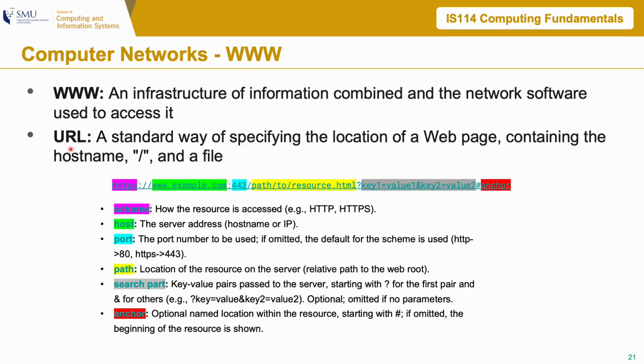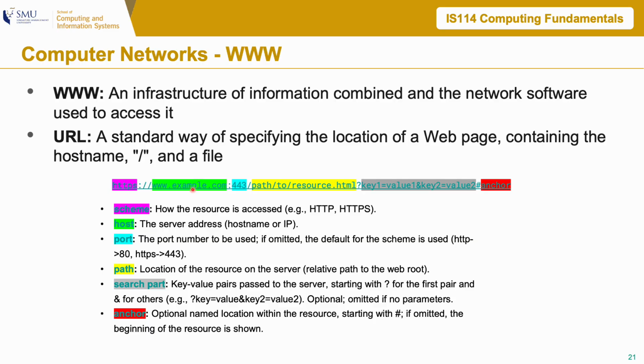URL is used to identify and locate a specific web resource on the web. Here are its key components. The first key component is the protocol. It's used to identify which protocol is used to request the resource. Usually, it is HTTP or HTTPS.